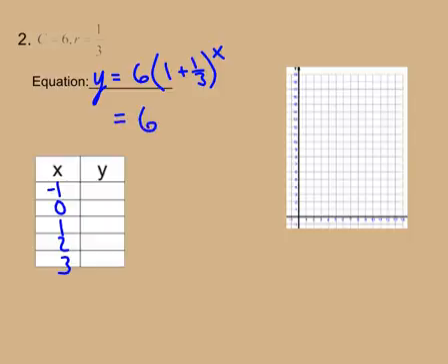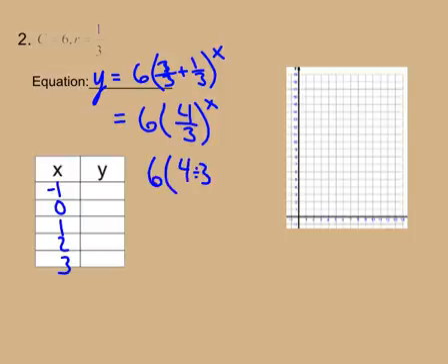What I would actually enter in the calculator is 1 plus 1/3, which would actually be 3 over 3, which is 1, so 4/3 to the x. So in my calculator, what I would put is 6, parentheses 4 divided by 3, to the negative 1 power. I get 4.5. Now to check, to make sure I did it right, I would change the negative 1, hit delete, put a 0, I get 6. So I know I'm doing this correctly.